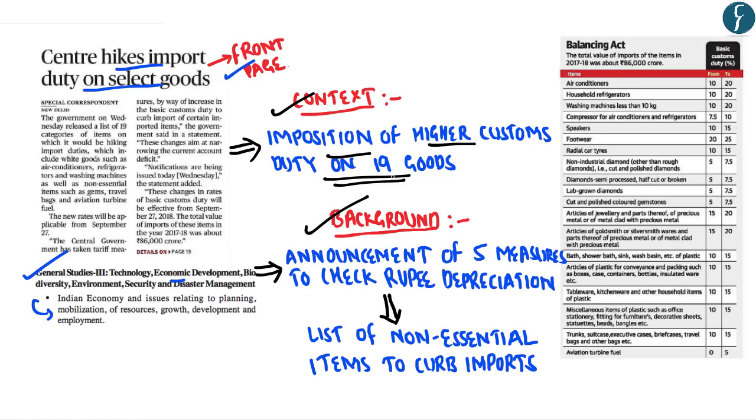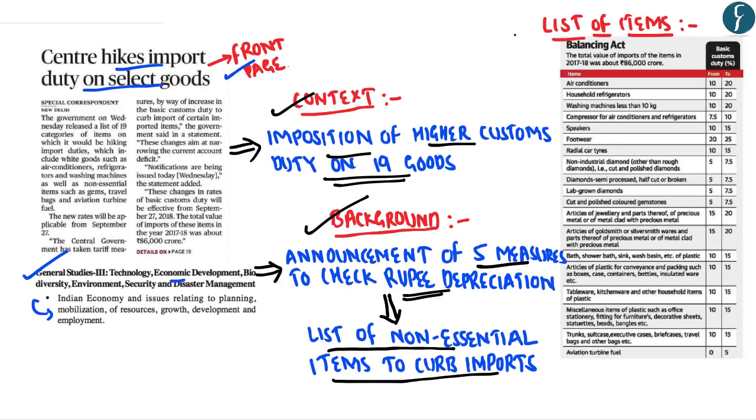Looking into the background of this particular decision, earlier the government had announced 5 measures in order to check rupee depreciation. Further, the government had also stated that it will be soon coming out with a list of non-essential items in order to curb the imports. Now, a list of items on which the custom duty has been increased by the government has been shown for your reference. For example, for the air conditioners, the custom duty has increased from 10% to 20%. For the household refrigerator, it has increased from 10 to 20%.